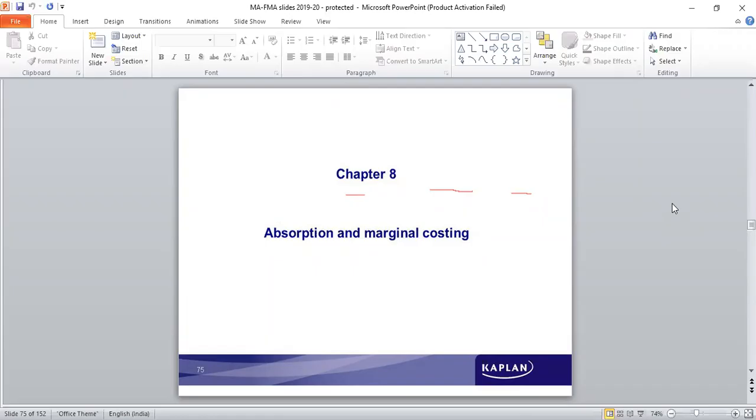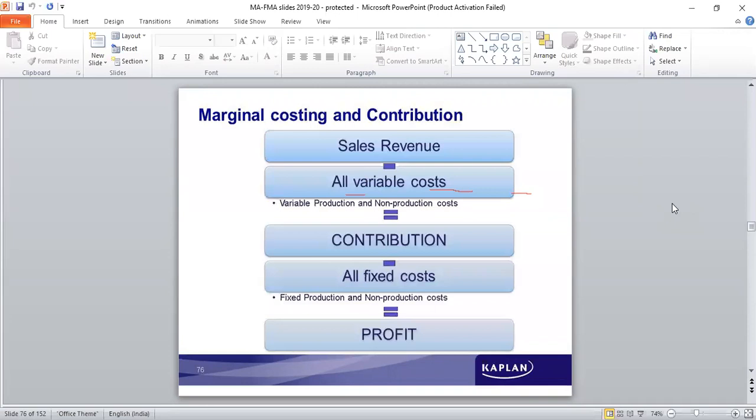Absorption costing and marginal costing. So what is the difference between these two costing systems? You people have not done cost accounting, but I'm trying to highlight what is the difference between absorption costing and marginal costing.